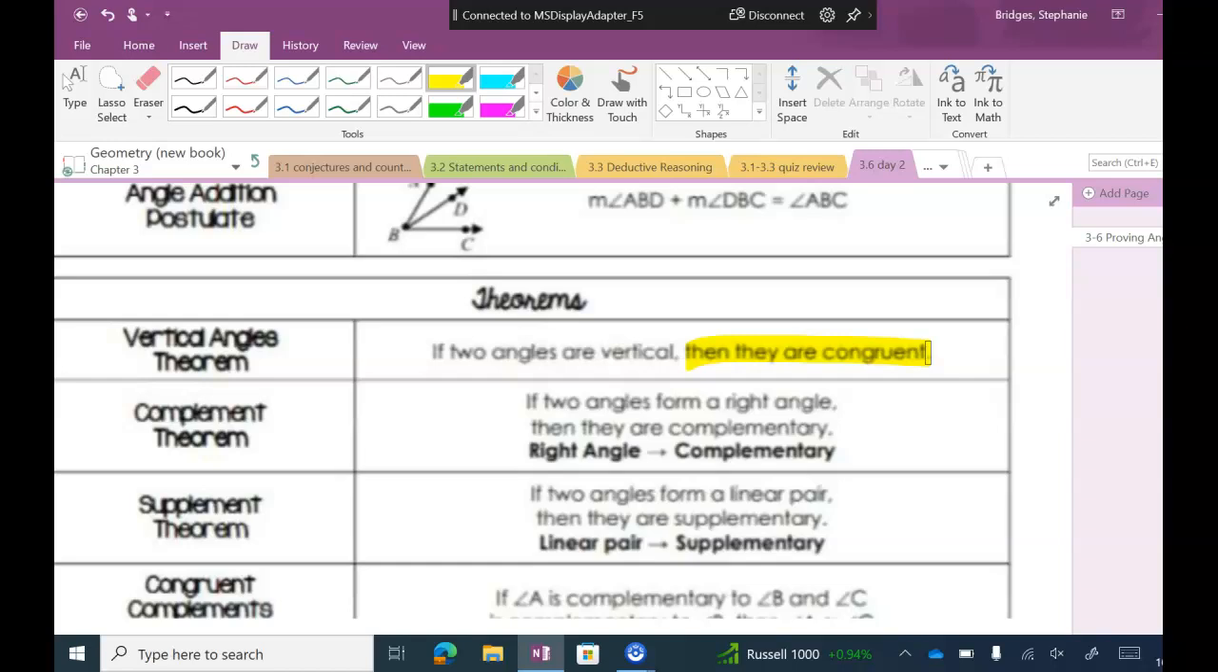Then you have the complement theorem that says if two angles form a right angle, then they are complementary. Similar to that is the supplement theorem. If two angles form a linear pair, then they are supplementary. And I don't usually call it the supplement theorem. I just say, if I give you a picture of a linear pair, I say angle A and angle B are a linear pair. Therefore, I can say they are supplementary.